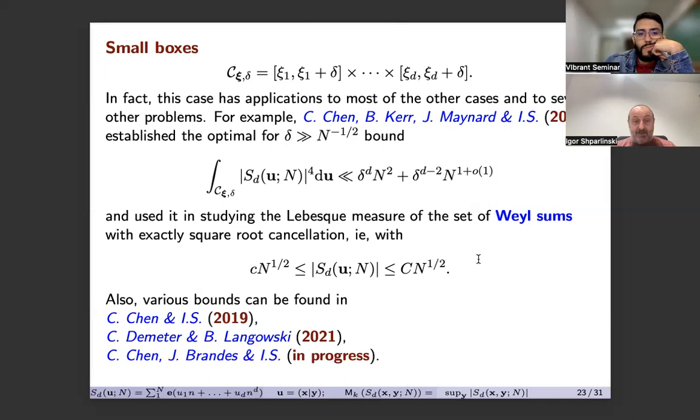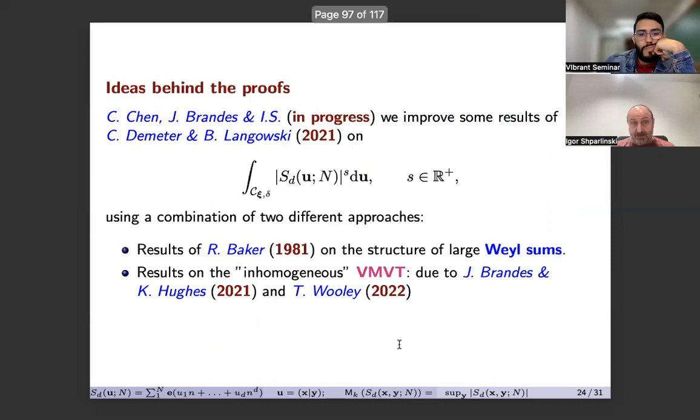So the first work in this direction was by Changhao Chen and myself. Then Demeter and Langowski improved what we did. And recently, Changhao Chen, Julia Brandes, and I improved on Demeter and Langowski. I don't want to discuss these improvements. It's still developing. We are sure that we can do better, but we want to understand the full strength of what we can do. But we know what tools we are going to use because the tools here are very, very interesting. As I said, this is work in progress, so I don't want to present any concrete results because they may still evolve.